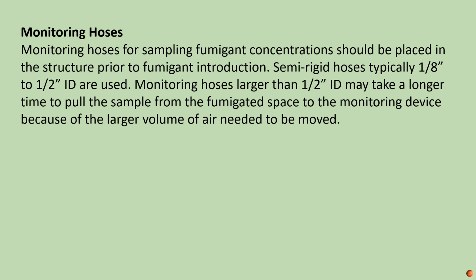Monitoring hoses. Monitoring hoses for sampling fumigant concentrations should be placed in the structure prior to fumigant introduction. Semi-rigid hoses, typically 1/8 inch to 1/2 inch ID, are used. Monitoring hoses larger than 1/2 inch ID may take a longer time to pull the sample from the fumigated space to the monitoring device because of the larger volume of air needed to be moved.